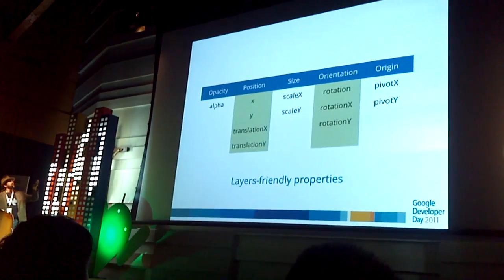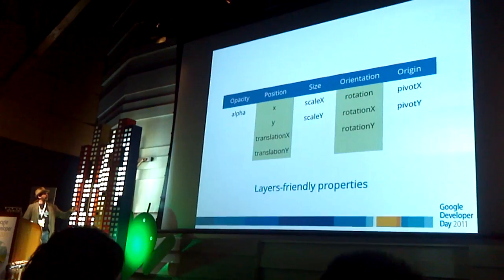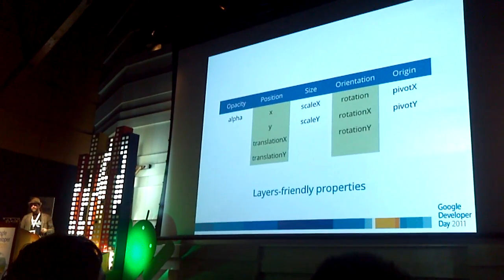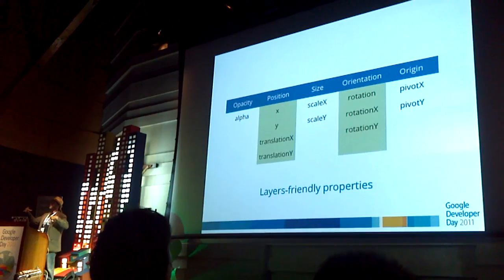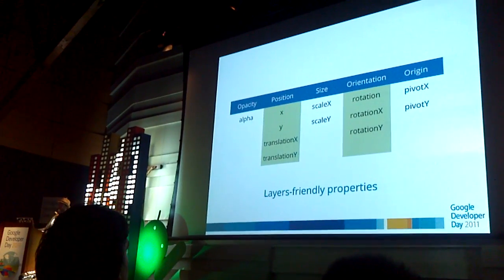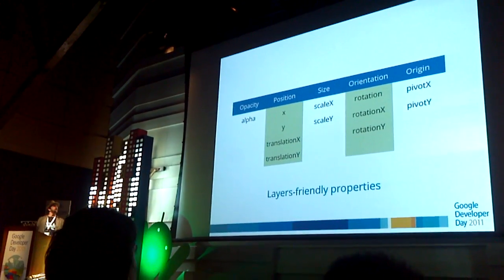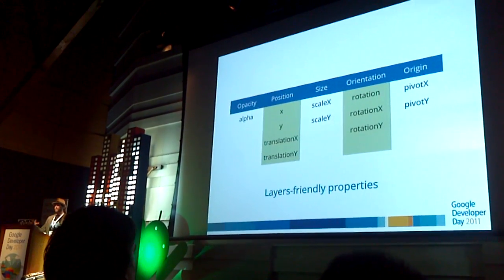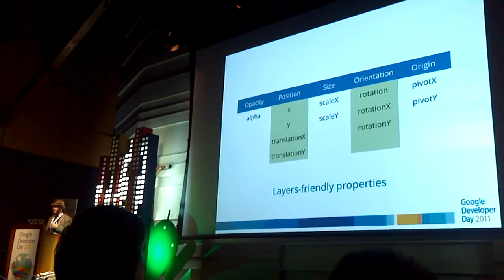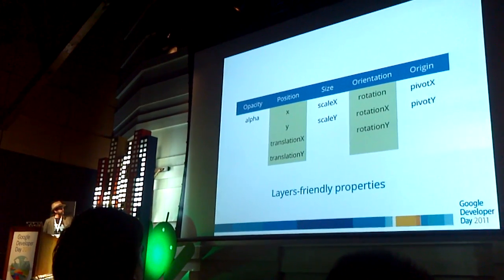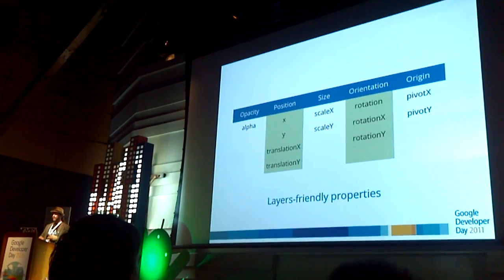Things like opacity and size and origin, all of these properties are really useful for dealing with layers. Because again, it draws it into a bitmap, and then the GPU can just start spinning and scaling and rotating and pivoting and changing the alpha value as it does the compositing step. So all of the really cool, fast animations that we see in Honeycomb are made possible by these layers-friendly properties.